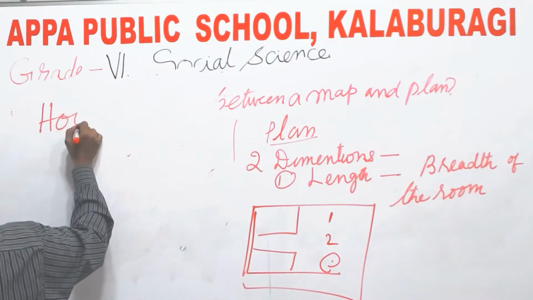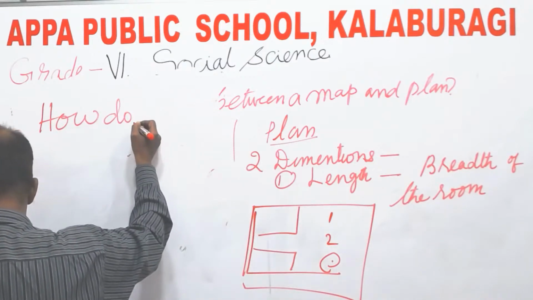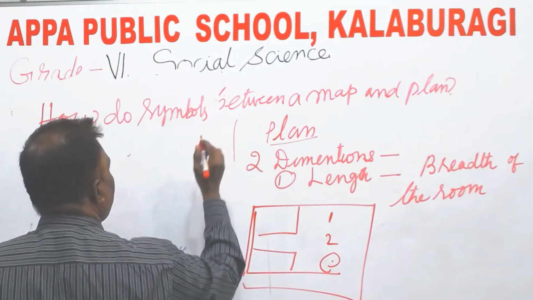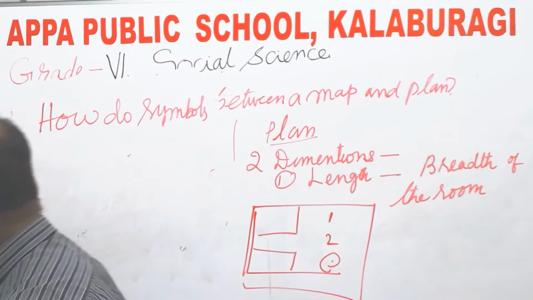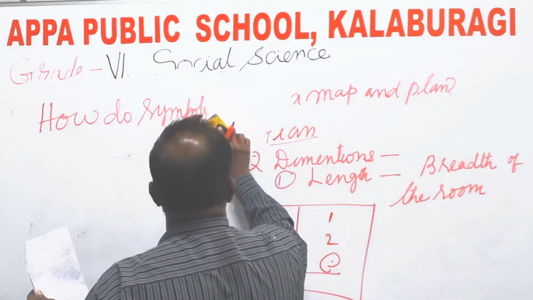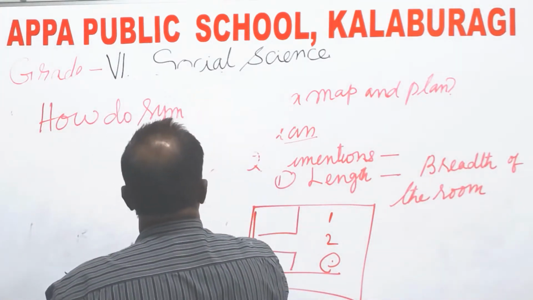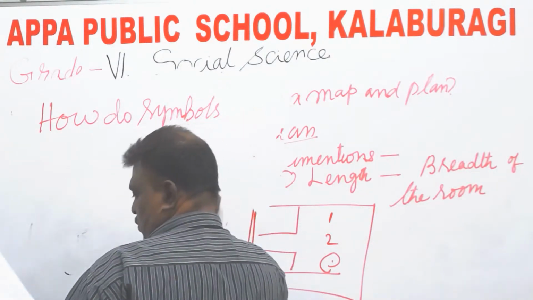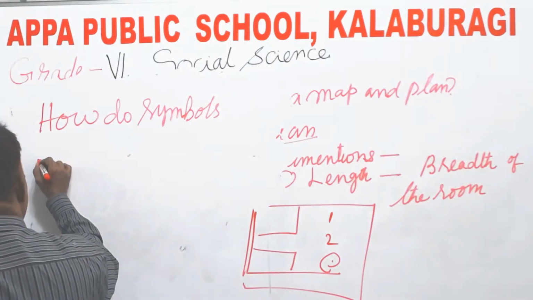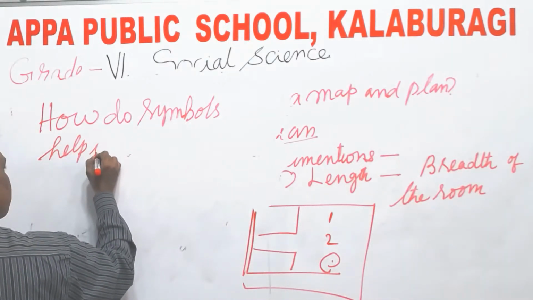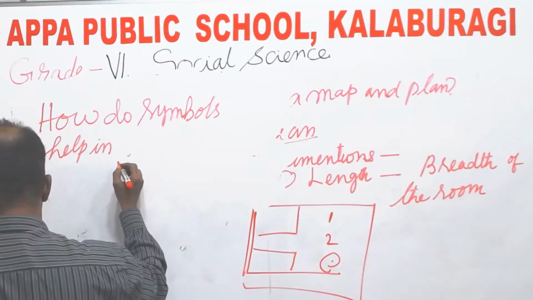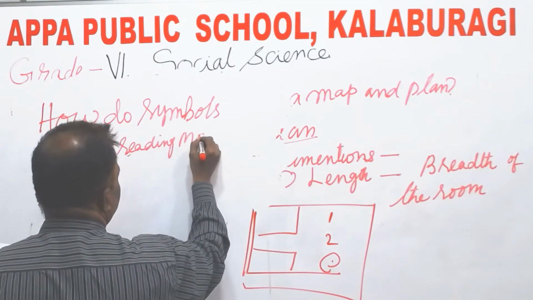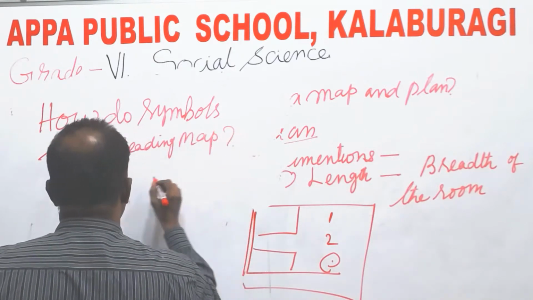How do symbols help in reading a map? Once again, in the beginning I showed you symbols.